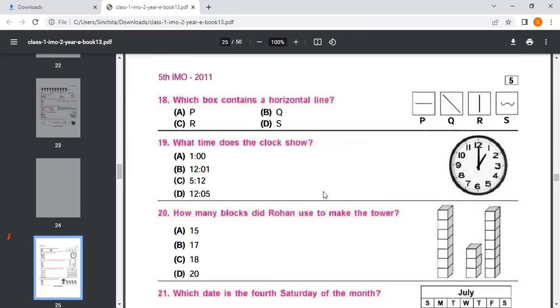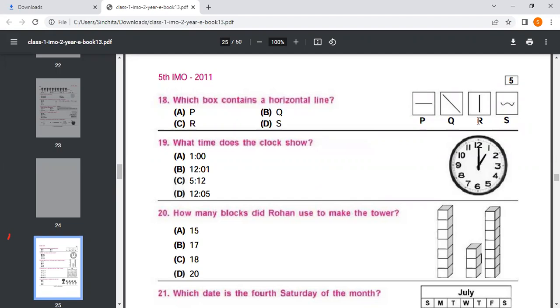Which box contains the horizontal line? Ma'am, number C. Which one, tell me? Ma'am, number C. No, horizontal line means sleeping line, and this is the vertical or the standing line. Ma'am, number A. 18 A. Very good, it's A.